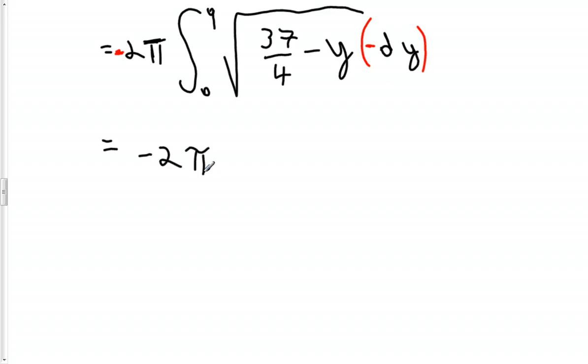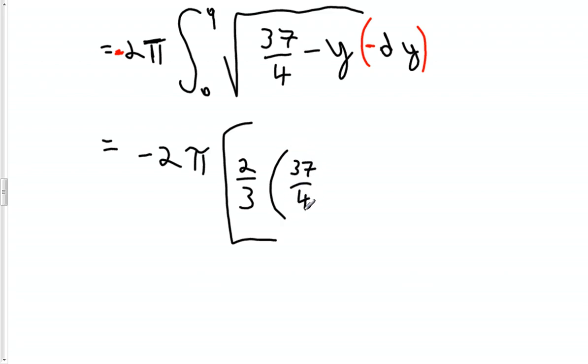Oops. We're actually doing the integral now. So let's see. Since this is u to the 1/2, when you do the integral, you add 1 to 1/2 and you get 3/2. So you multiply by 2/3, and then you get 37 over 4 minus y to the 3/2 power. And we're going to take this from 0 to 9.